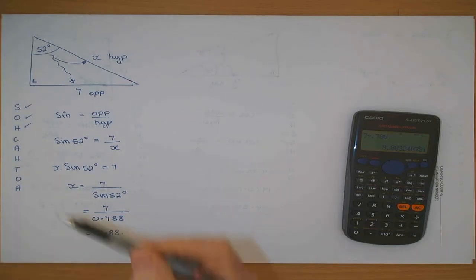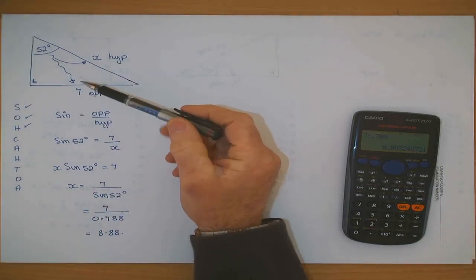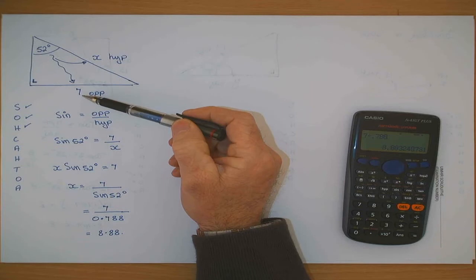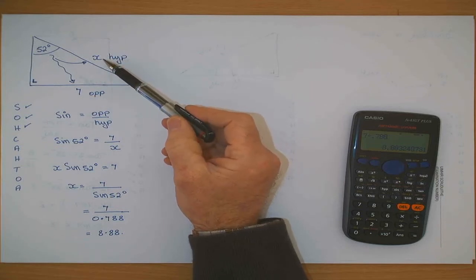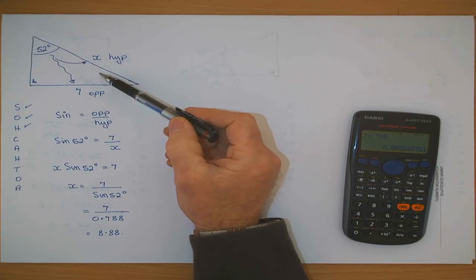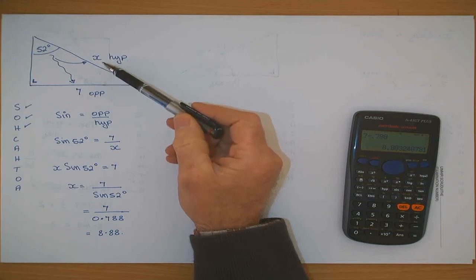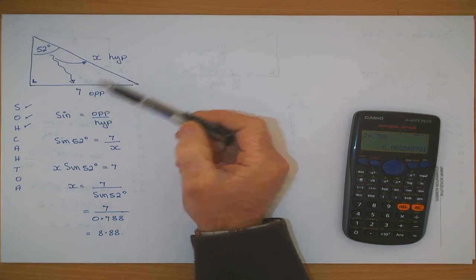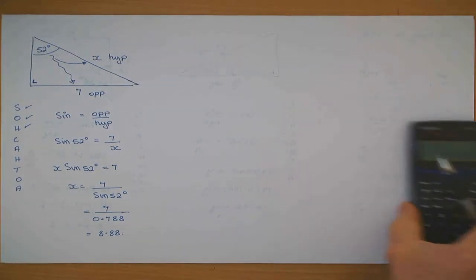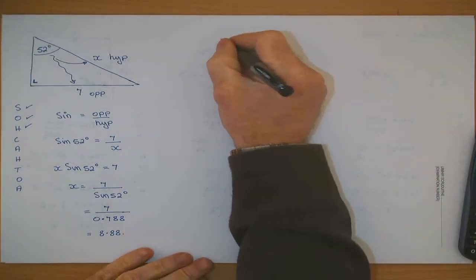Now please look at this question. I knew the opposite was 7. I knew x, my hypotenuse, had to be what? Greater than 7. Do you understand that I knew that? Because the hypotenuse is what side? Now you have to keep thinking like that when you're doing these questions. That way you'll have a fair idea of what the answer is.